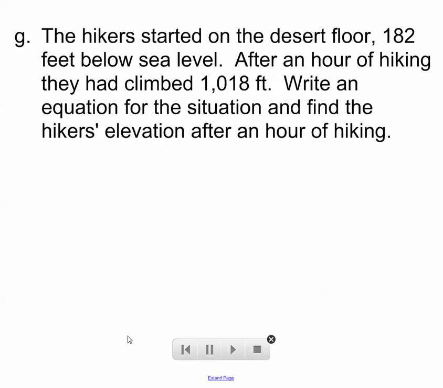Another one. The hikers started on the desert floor, 182 feet below sea level. After an hour of hiking, they had climbed 1,018 feet. Write an equation for the situation and find the hiker's elevation after an hour of hiking. Okay, so we'll go with E for elevation equals -182 plus 1,018. So -182 because they're 182 feet below sea level.